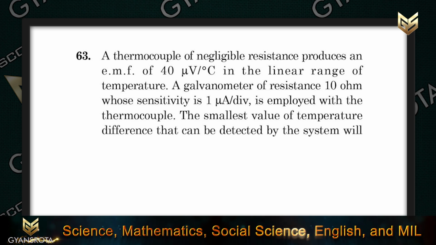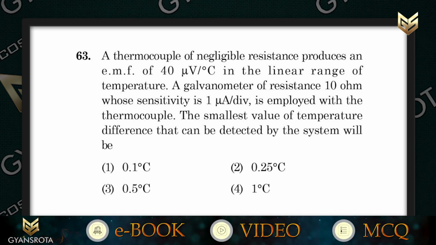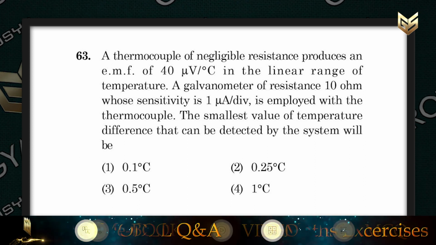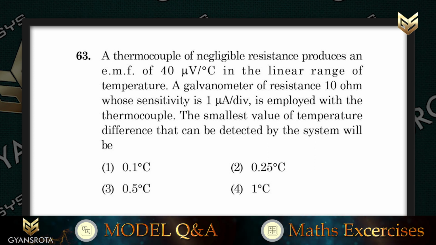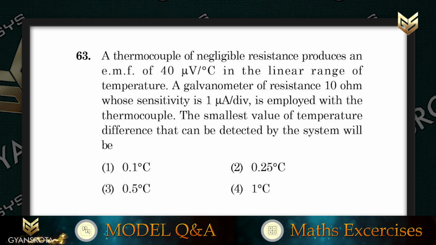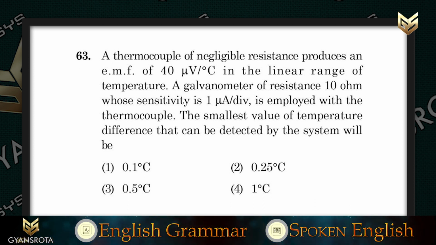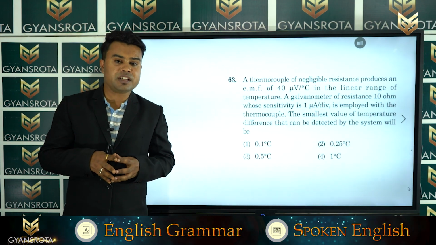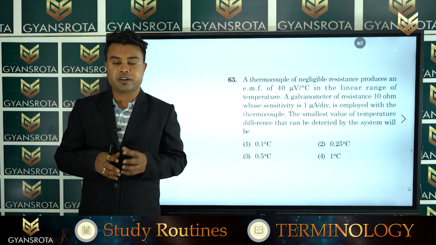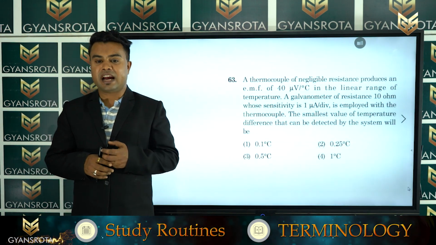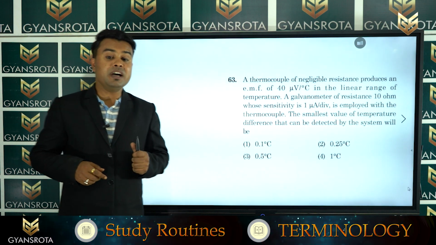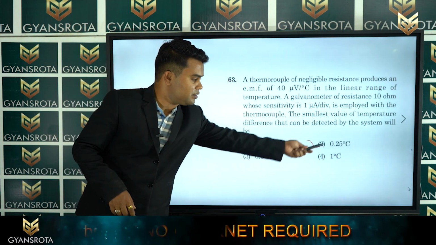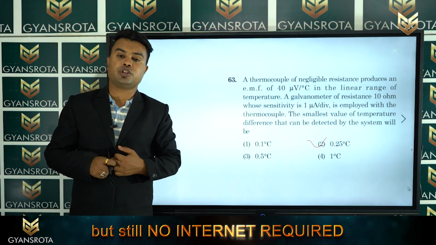A thermocouple of negligible resistance produces an EMF, which is given here, in the linear range of the temperature. A galvanometer of resistance 10 ohm whose sensitivity is this much is employed with the thermocouple. The smallest value of temperature difference that can be detected by the system will be. So it's a kind of mixed question. Please try this question whenever you see this. But let me tell you the right answer for this question. The right option will be option number 2, that is 0.25 degrees Celsius. This is the right answer. Now let us move to the next question, that is question number 64.